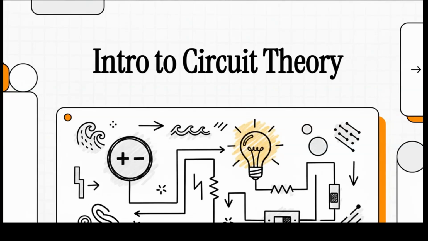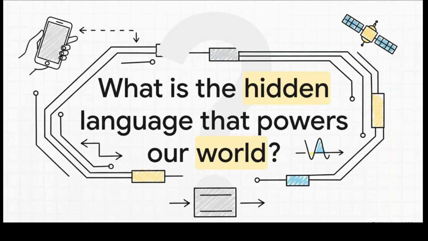Have you ever stopped to wonder what makes your phone light up or how a satellite knows how to stay in orbit? Well, it's not magic. It's actually an invisible language that powers our entire world. And today, we're going to learn the grammar of that language, circuit theory. Let's dive in.